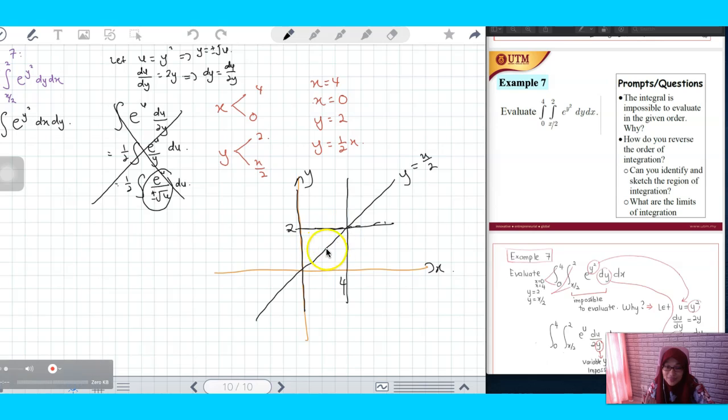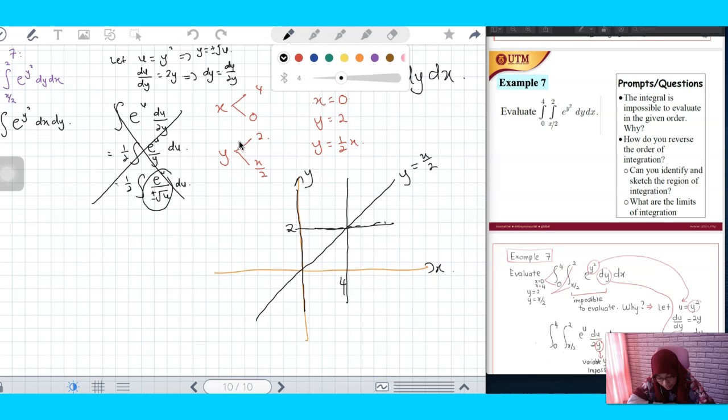I know that you can read it from these limits, but it is still confusing. So again, back to your order given. Your order given is dy dx, with x constant. So you must have a vertical line, right? So a vertical line.